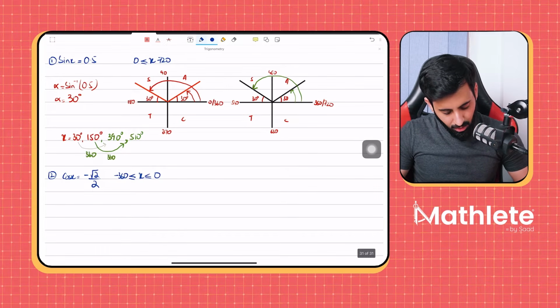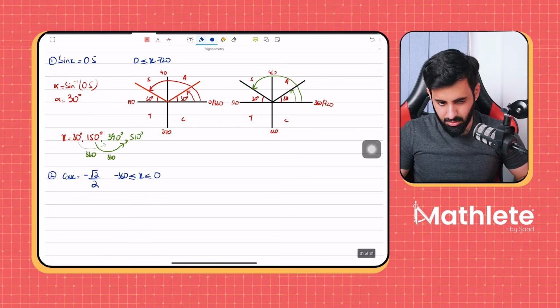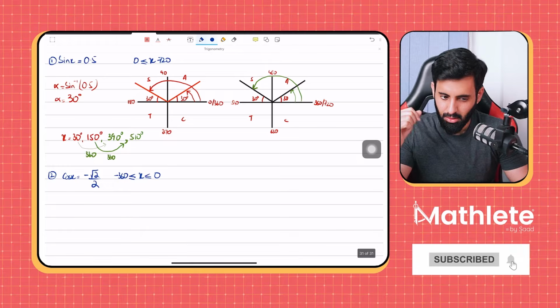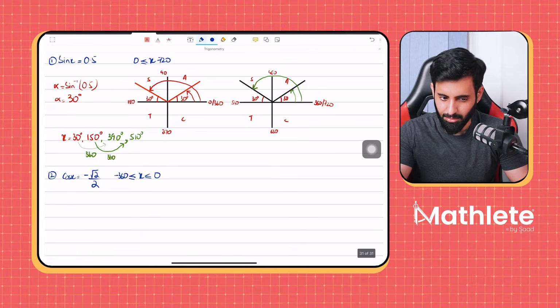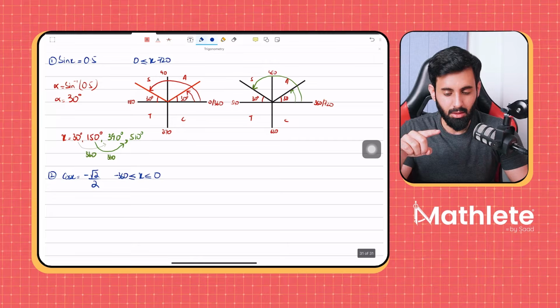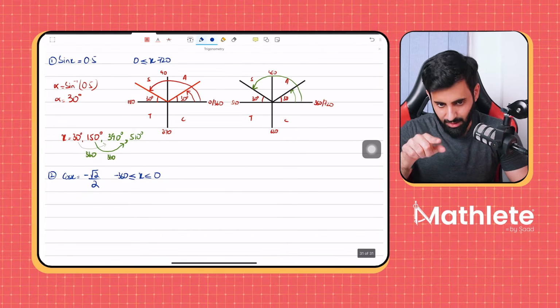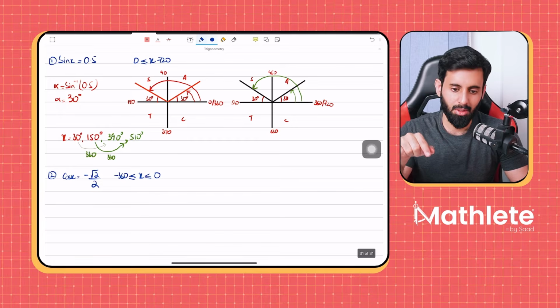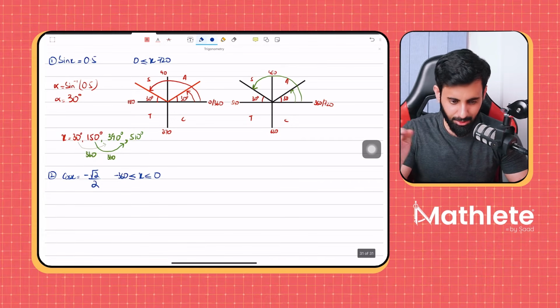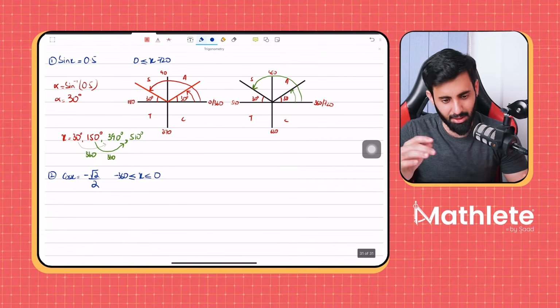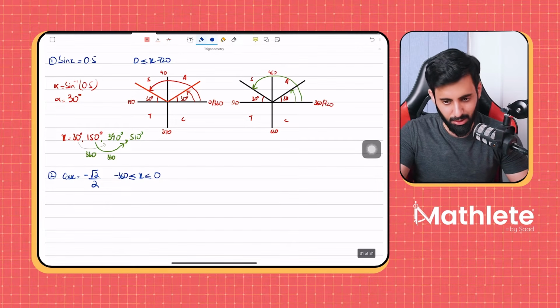Now, quick question. When x is negative, when the angle theta or x is negative, what is the one thing we do differently? Clockwise. Normally we go anti-clockwise, but when it's negative, we go clockwise. I know it's counterintuitive. Normally you would think that clockwise should be positive and anti-clockwise should be negative, but that's not how it is. When it's negative, you actually go clockwise.